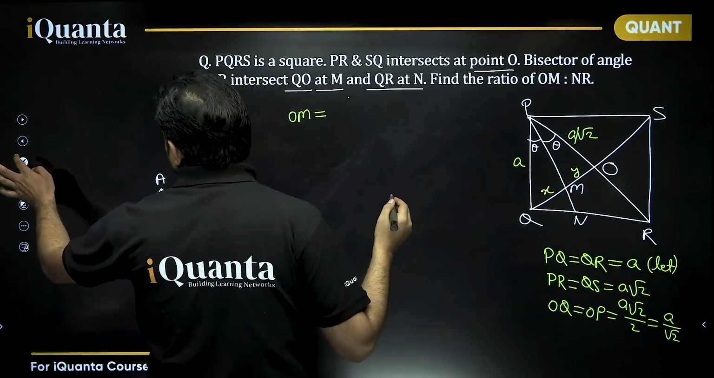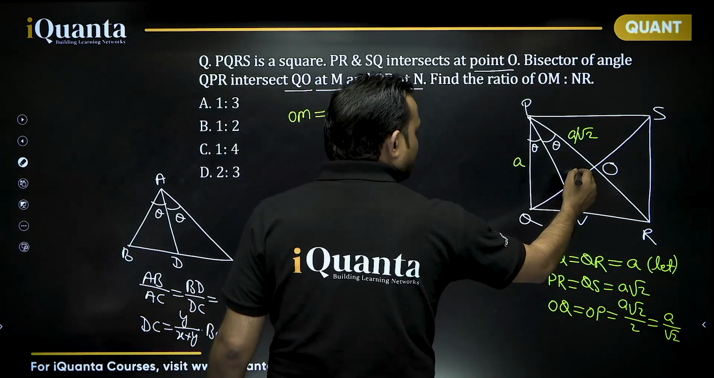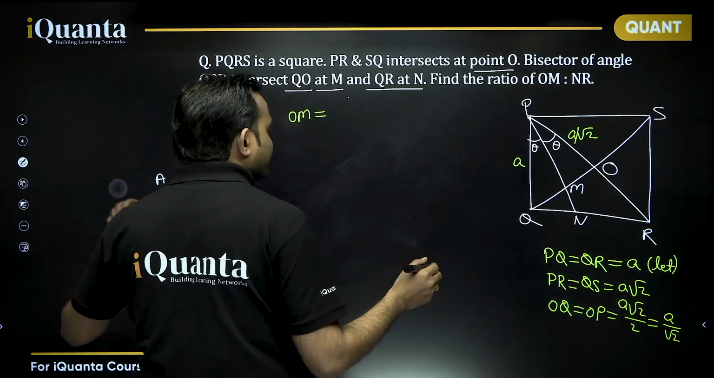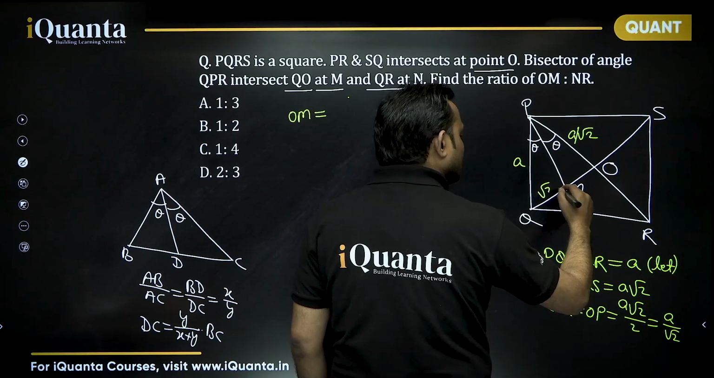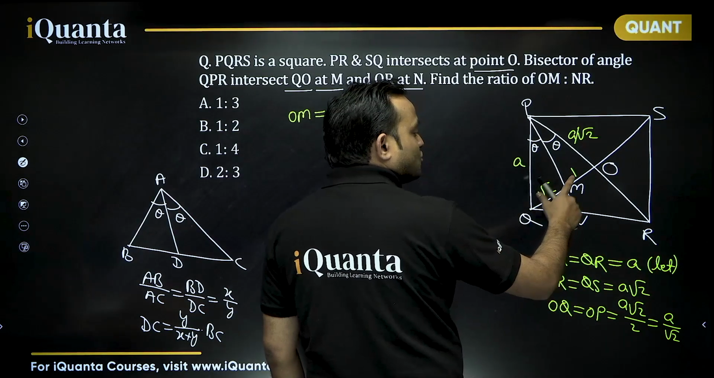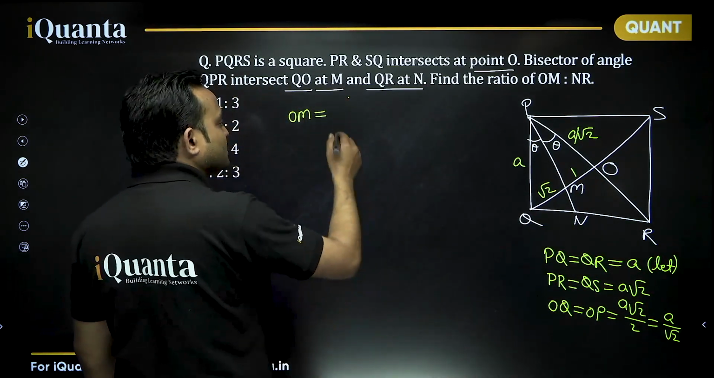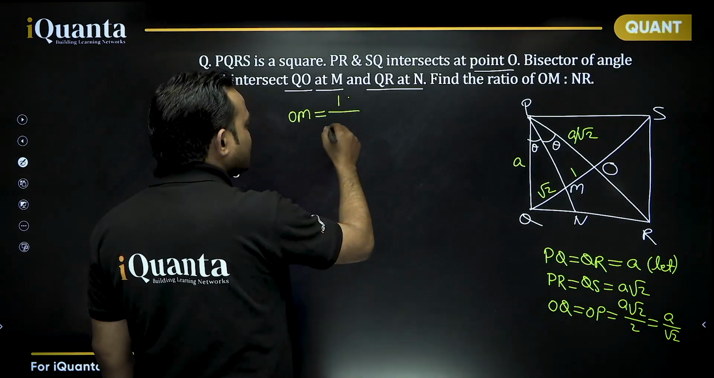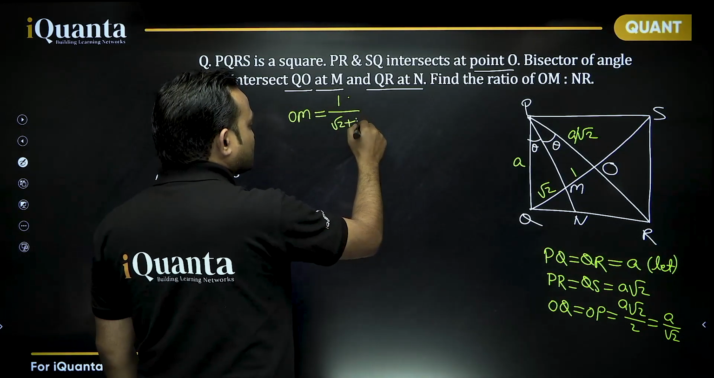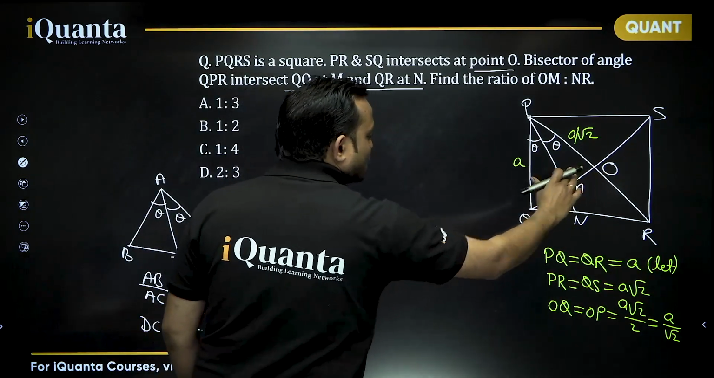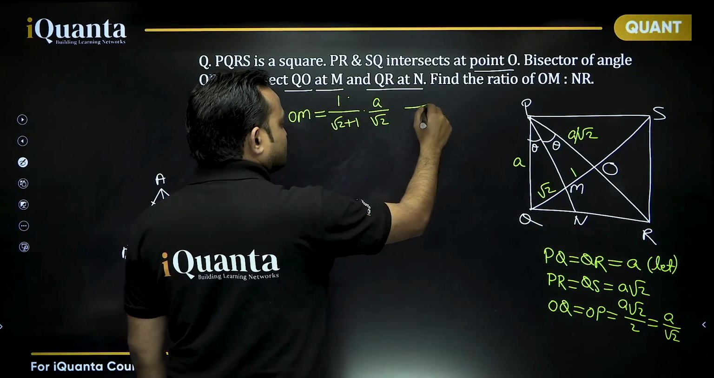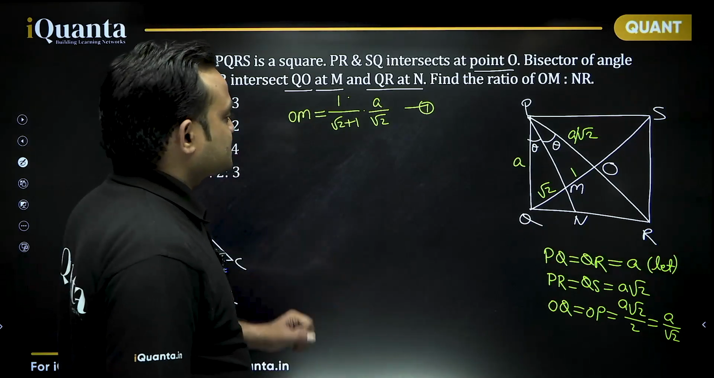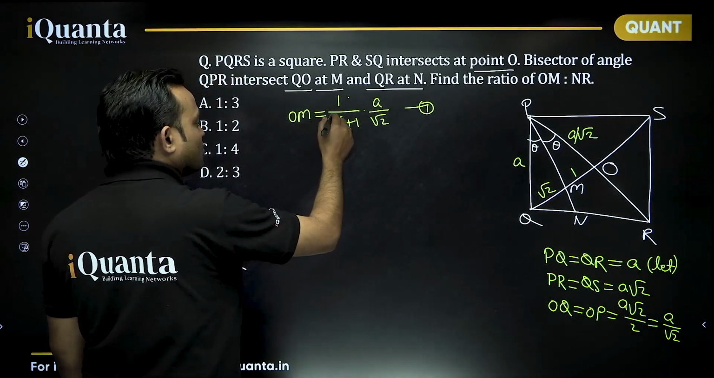In that case, can we say that the ratio of QM is to OM will become 1 is to 1 by root 2, or root 2 is to 1. The ratio of QM is to OM is root 2 is to 1. So OM will be equal to 1 by root 2 plus 1 into the length of OQ, which is equal to A upon root 2. This is our first result regarding OM.